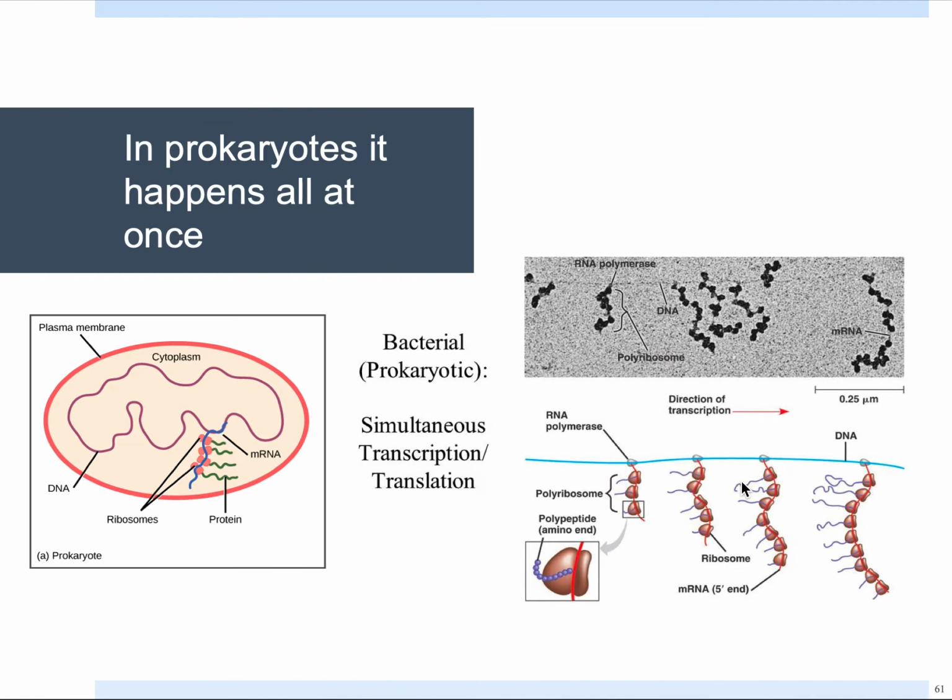What you would notice is that in prokaryotes, because there are no membrane-bound organelles, the sites of protein synthesis and the sites of messenger RNA synthesis are all in the same area. They are in the cytoplasm. So the process of transcription, that is the making of messenger RNA, and the process of translation, the making of protein, all take place at the same time.